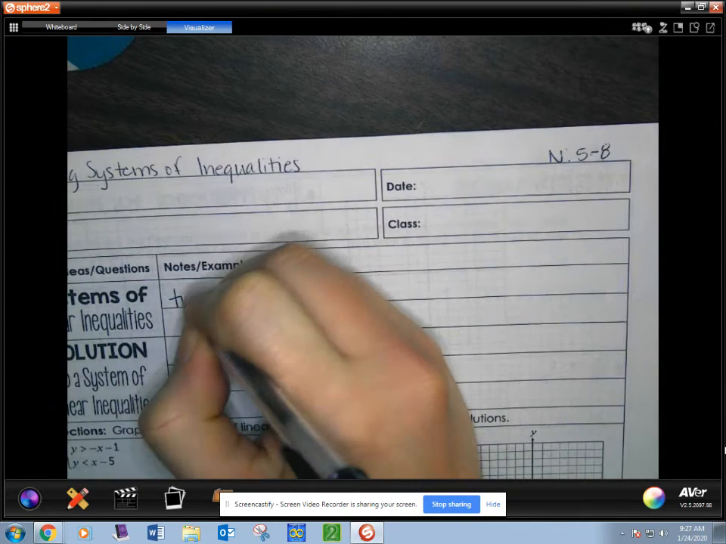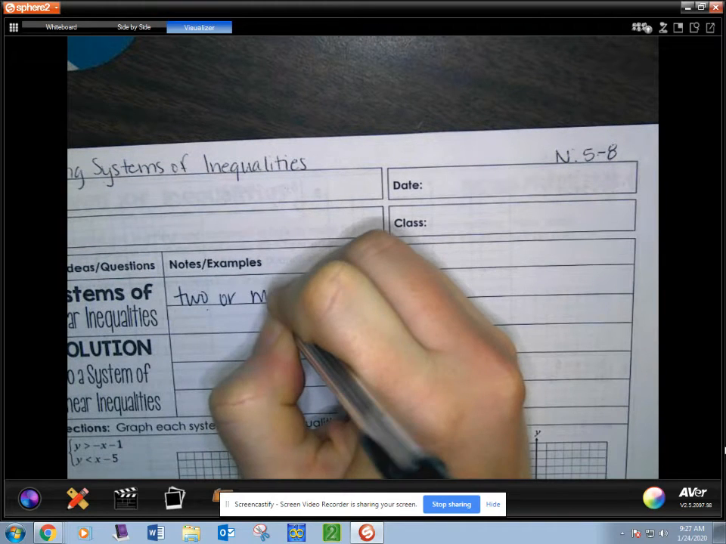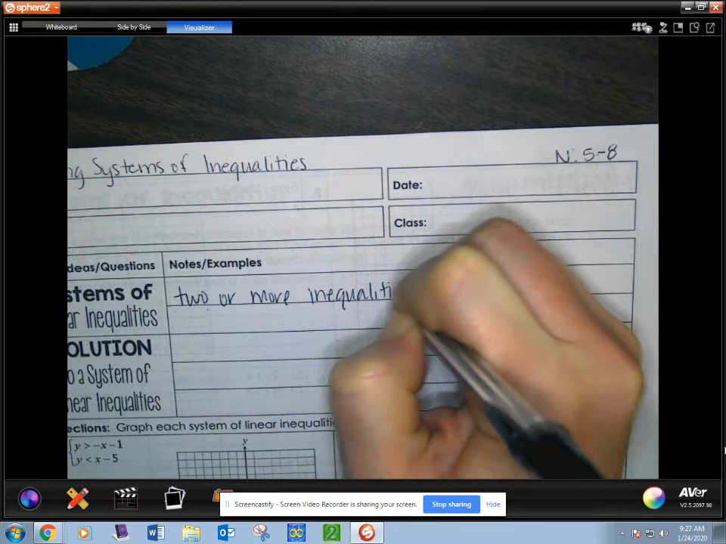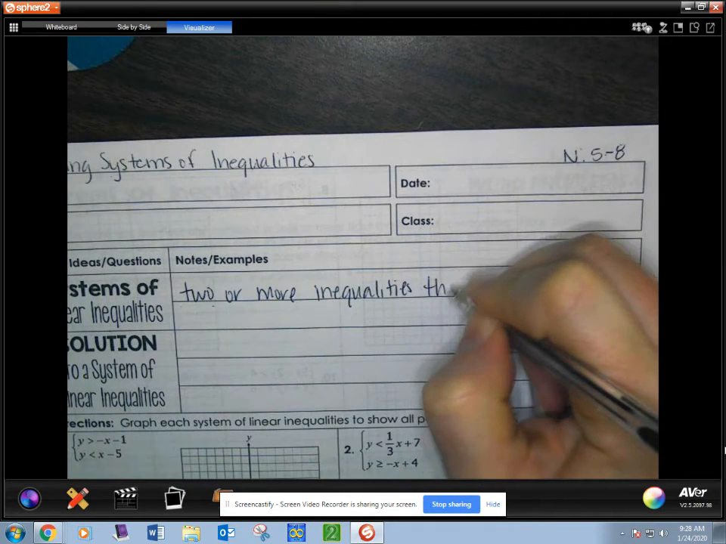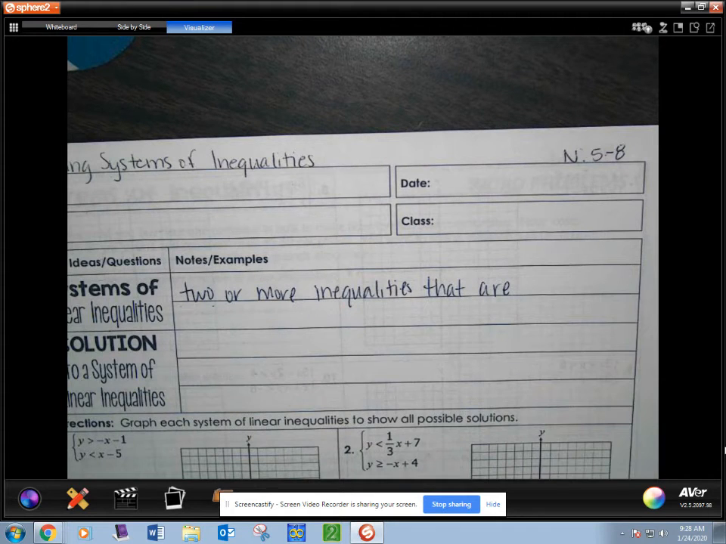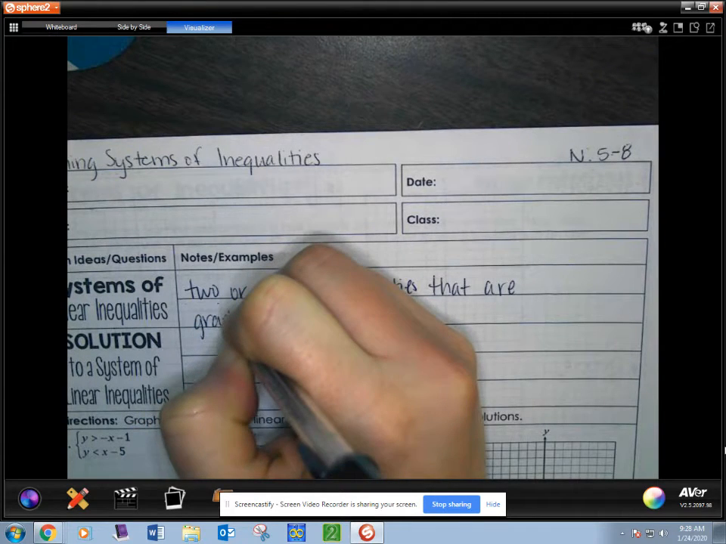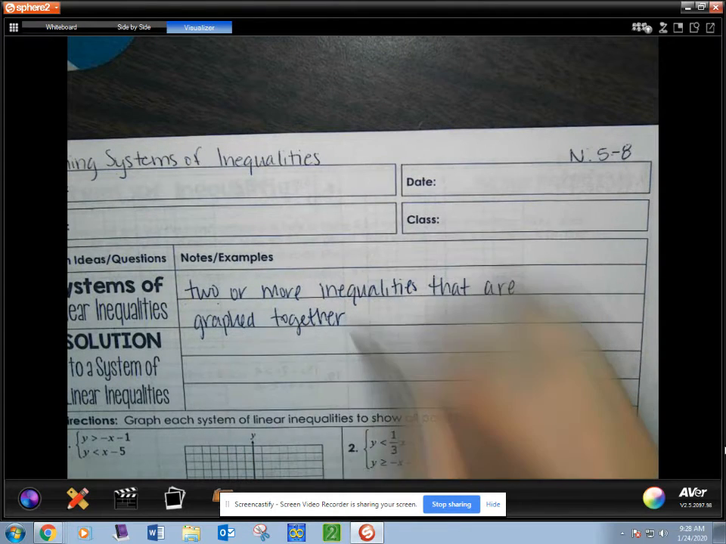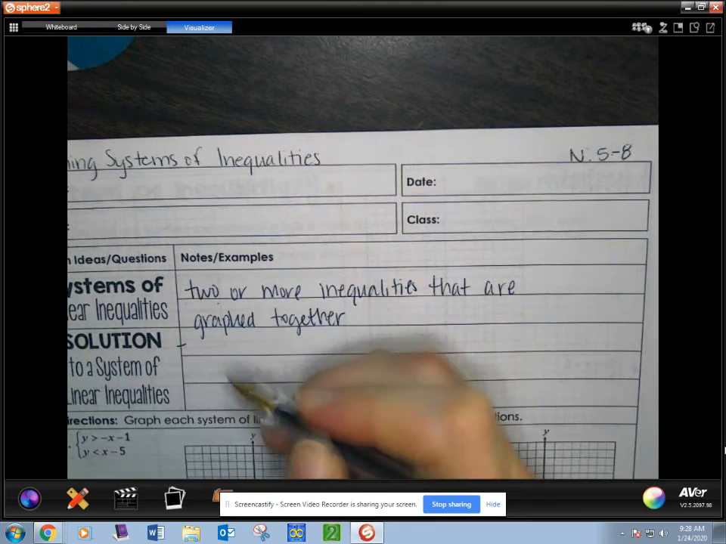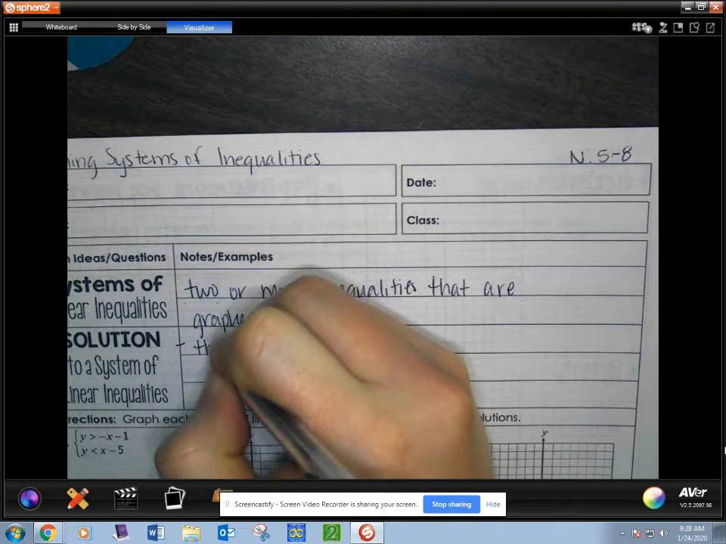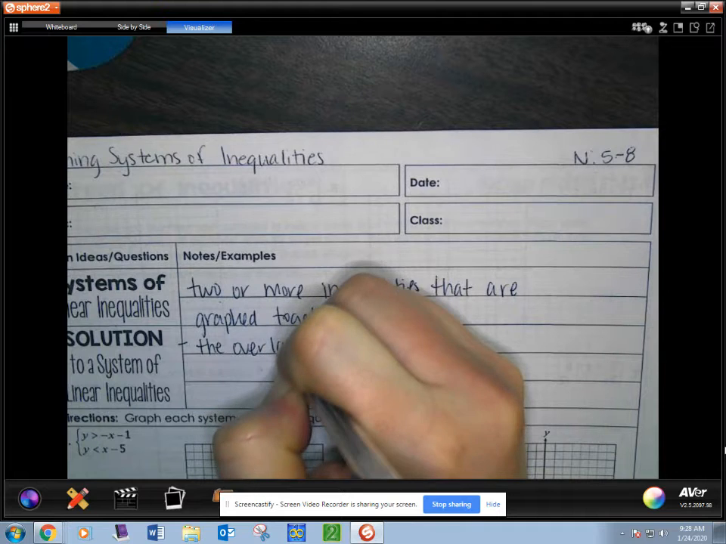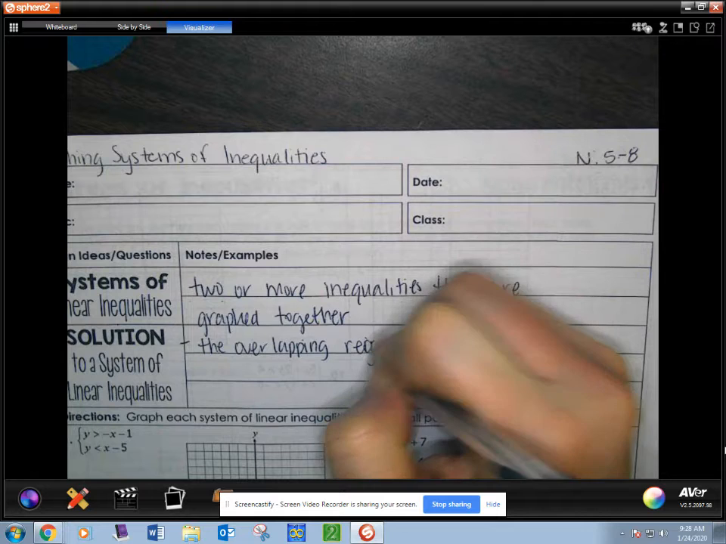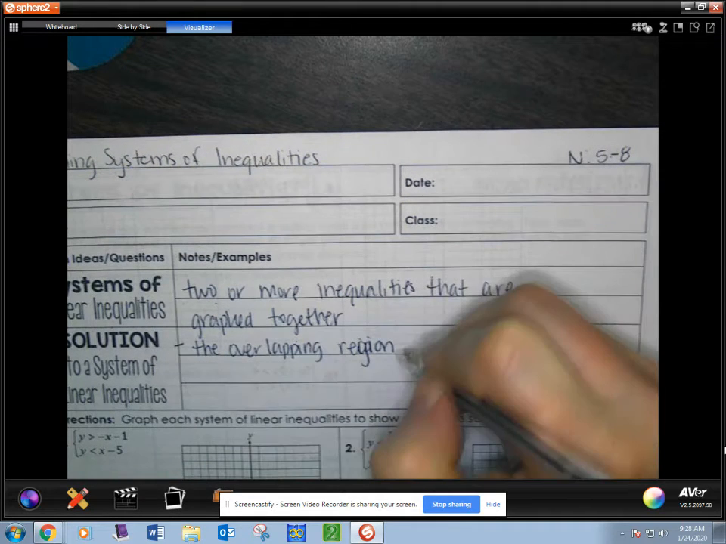This is just two or more inequalities that are graphed together. Okay, now the solution to a system, this is just a little bit different. This is just the overlapping region of both lines.